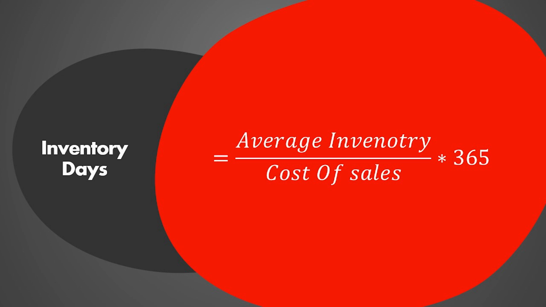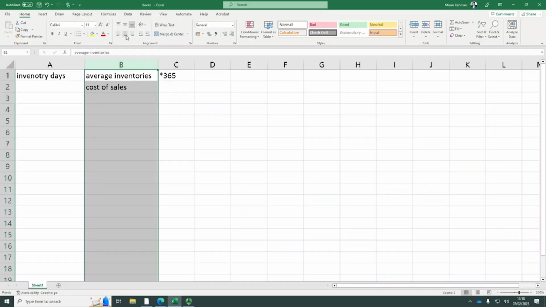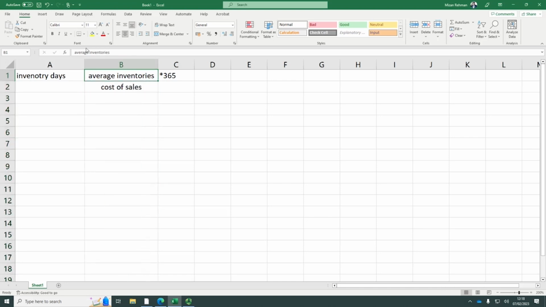and the formula for that is average inventories divided by cost of sales times 365. So the process is that we locate and extract these numbers.